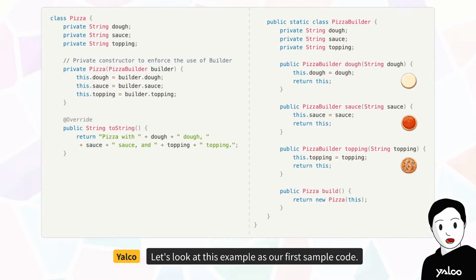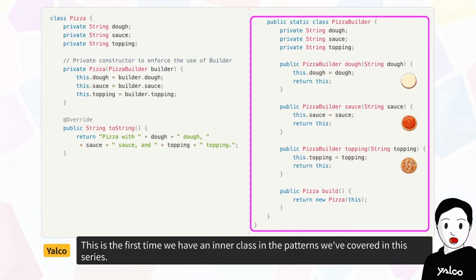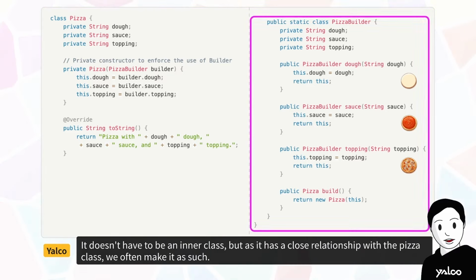Let's look at this example as our first sample code. Firstly, we have a class for pizza like this. This is the first time we have an inner class in the patterns we've covered in this series. Inside the pizza class, there's an inner class named Pizza Builder class. It doesn't have to be an inner class, but as it has a close relationship with the pizza class, we often make it as such.